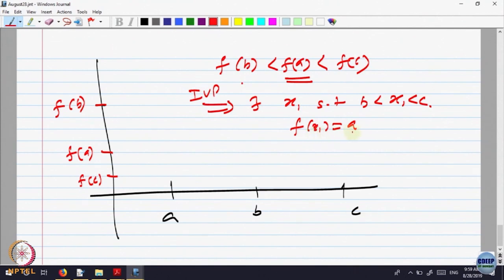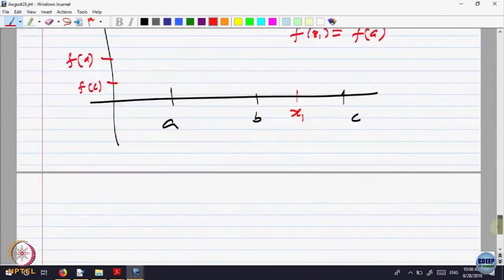Now, f of x 1 is f of a, right, the in-between value is f of a. So there is a point where the value f of a is taken, and x 1 is between b and c. So f of a is taken at a as well as at x 1, but x 1 cannot be equal to a. So this contradicts the one-oneness of the function f. Is that ok for everybody? Clear?